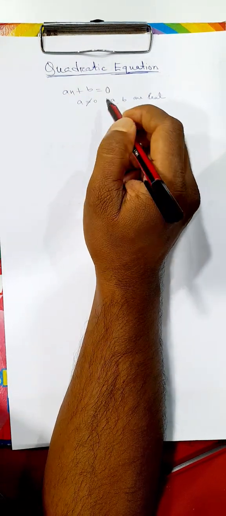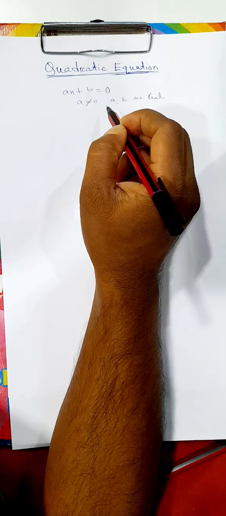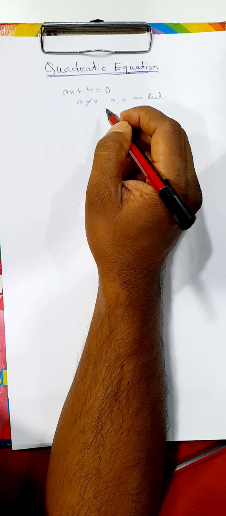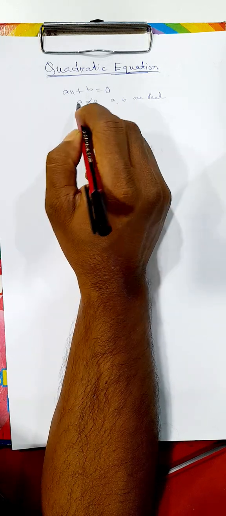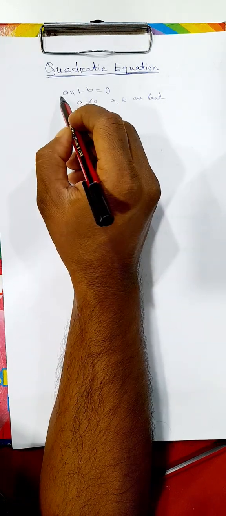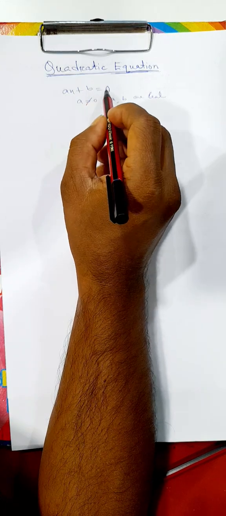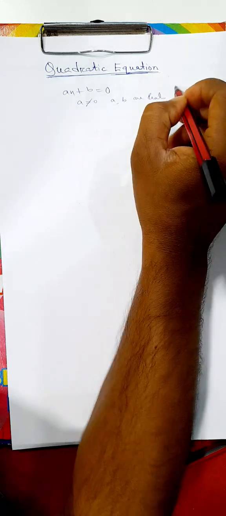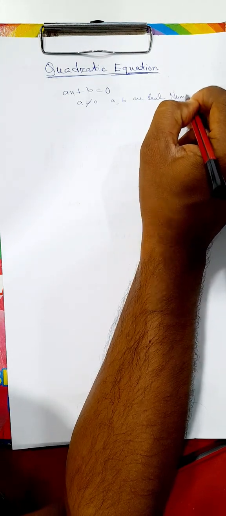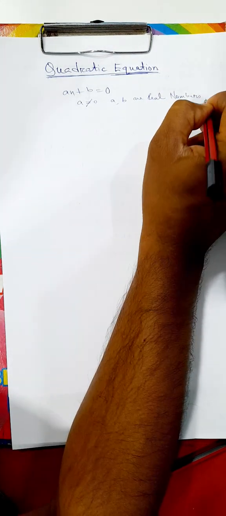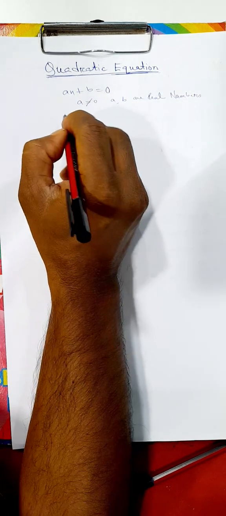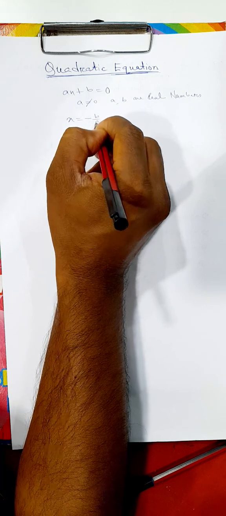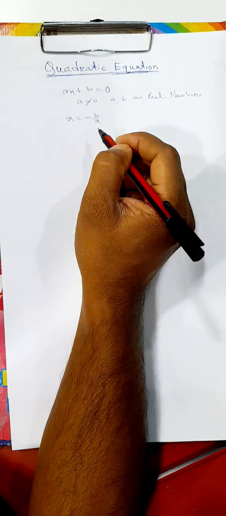Here we will discuss quadratic equation. Now let us recall what we have studied in linear equation in one variable. Say for example, the standard form of a linear equation in one variable is ax plus b equal to 0, a not equal to 0, a and b are real numbers, right? Now the solution of this equation is x equal to minus b by a, right?